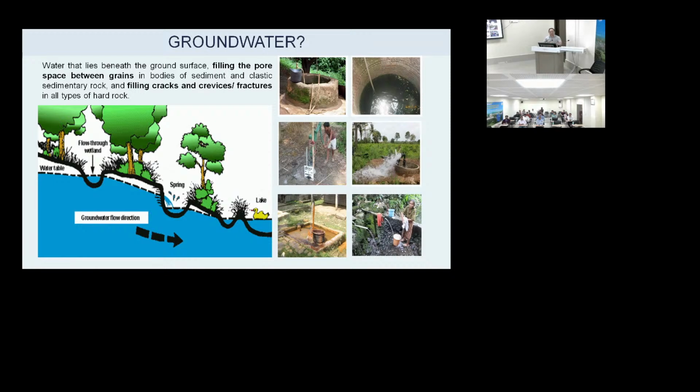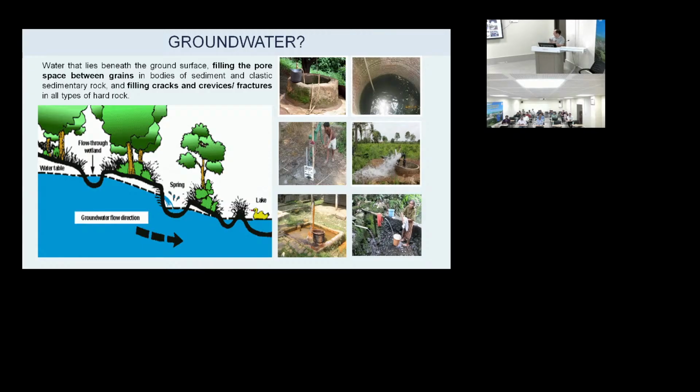In very simple terms, the water that is found beneath the Earth's surface is groundwater. But when we explain it in more technical terms, we can say that water which fills the pore spaces between grains in bodies of sedimentary or clastic sedimentary rock, or fills cracks, crevices, or fractures in hard rock terrains, we call groundwater.